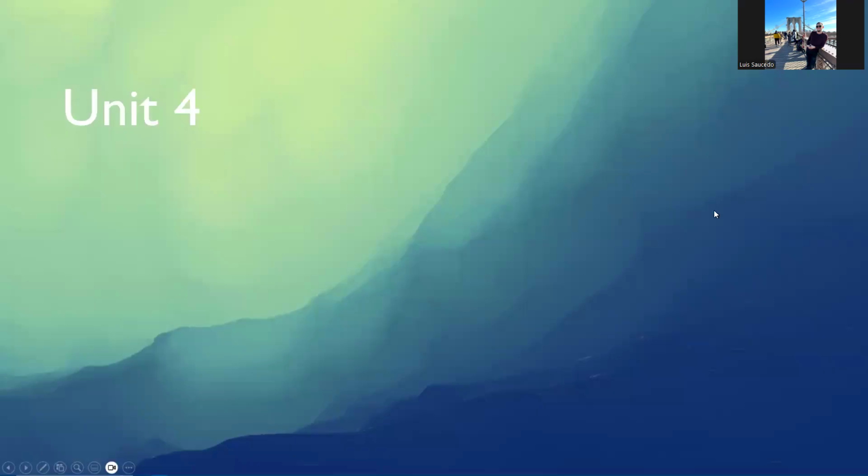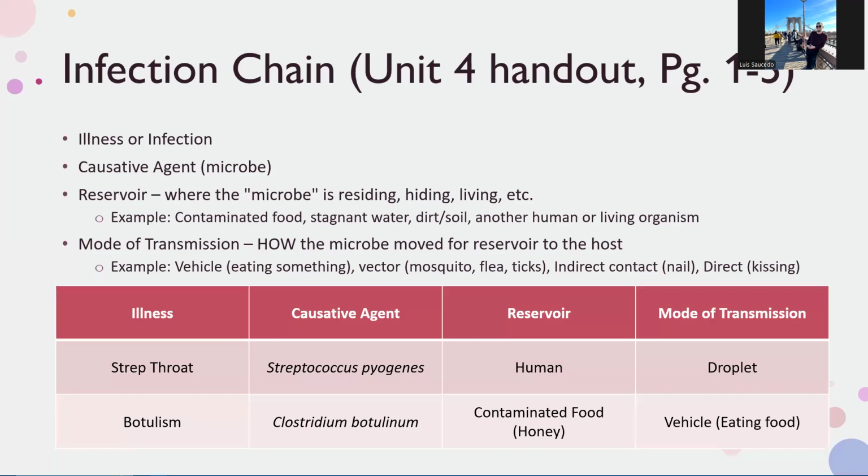Okay, starting on Unit 4, this will also help you if you have not done your Chapter 13 case study, which is due tonight at 11:30 p.m. Okay, so the biggest thing with Unit 4 is primarily the infection chain. So the infection chain revolves around four main points.